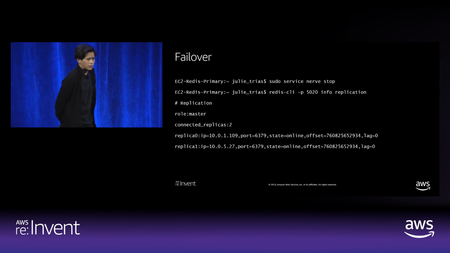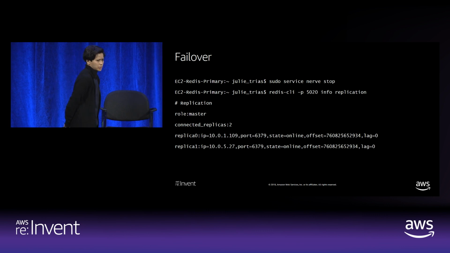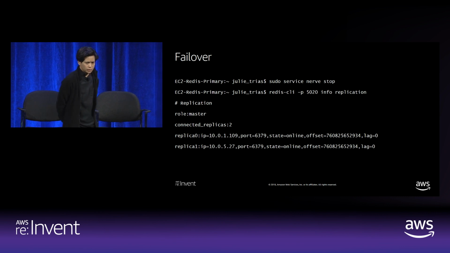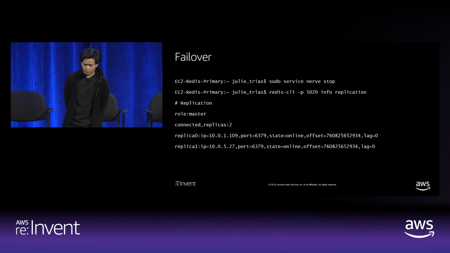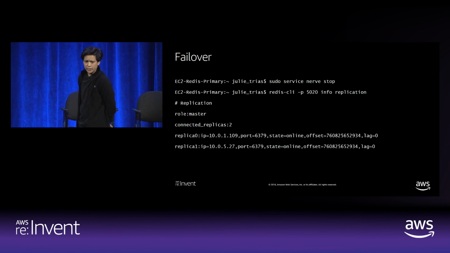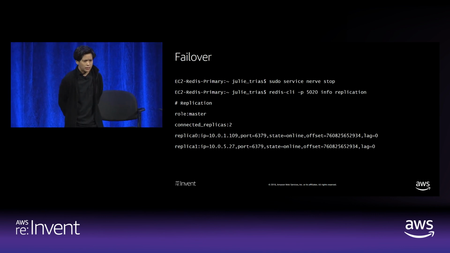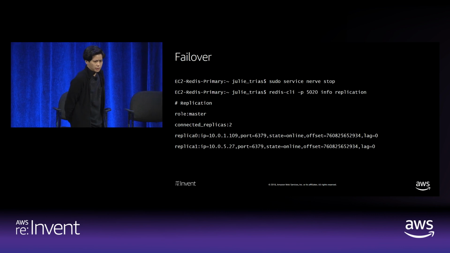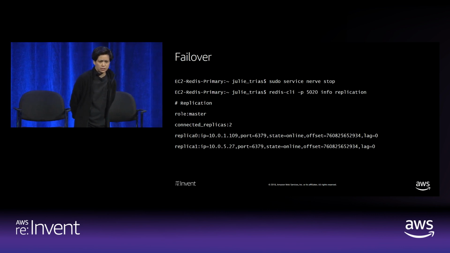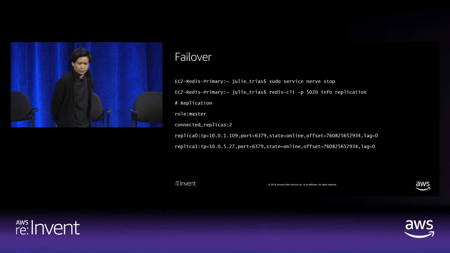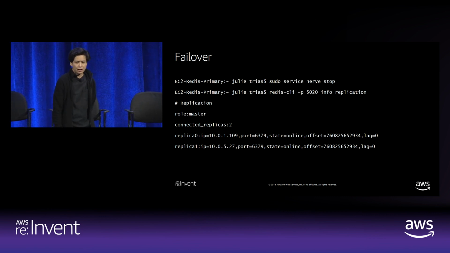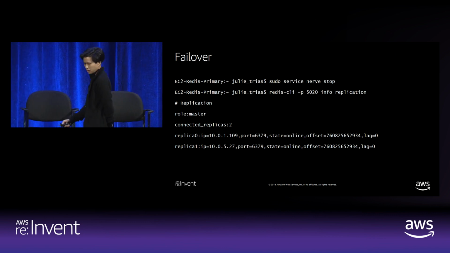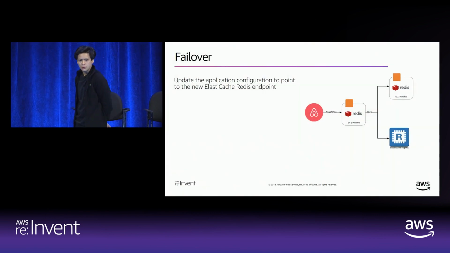So this is what it looks like for us because we're using Smart Stack for service discovery. So we stop nerve. That's how we block the traffic. And then we get the status of the replication, right? As you can see, we have 2 connected replicas. One of them is the EC2 Redis replica, and the other is the ElastiCache Redis replica. What we want to look at here is the offset and make sure that matches.